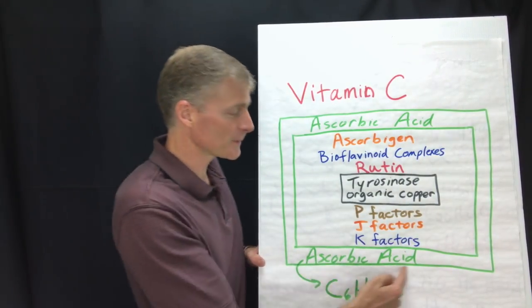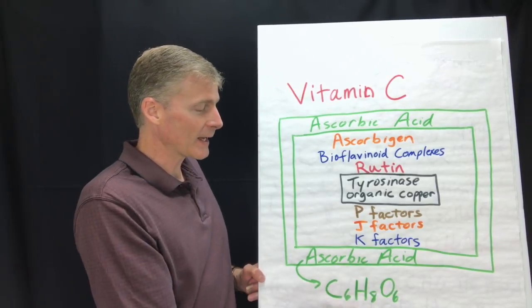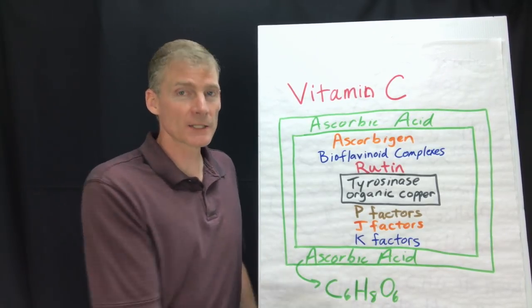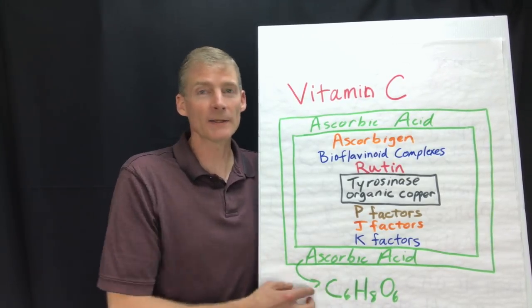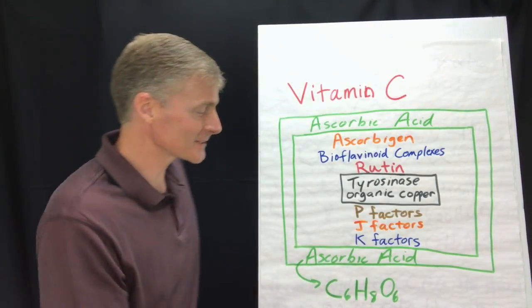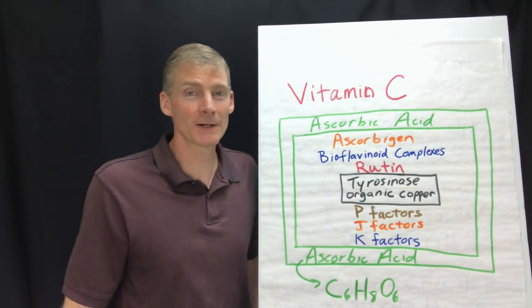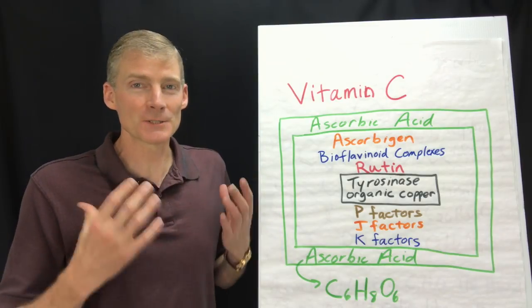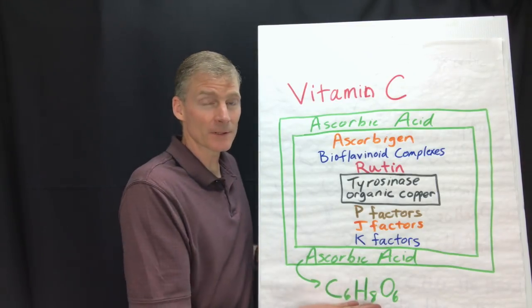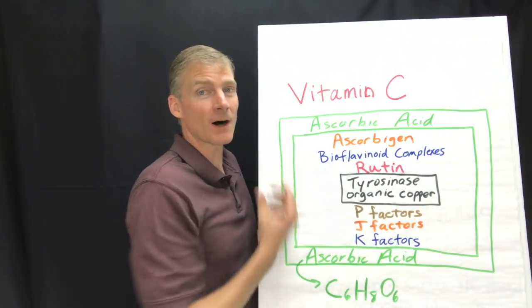Now, here we have ascorbic acid, C6H8O6. That's what you get at the store. Don't even bother. Don't bother with this. That's a chemical. It's not very smart. It's not a functional mechanism. It's just a chemical. It's a component to all of this.